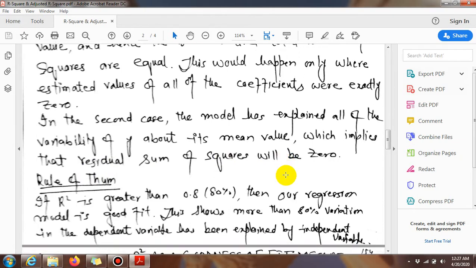Okay, for R square, there is a rule of thumb. If R square is greater than 0.8, then our regression model is a good fit. This shows that more than 80% of the variation in the dependent variable has been explained by the independent variable. Okay, this is the simple rule for R square.